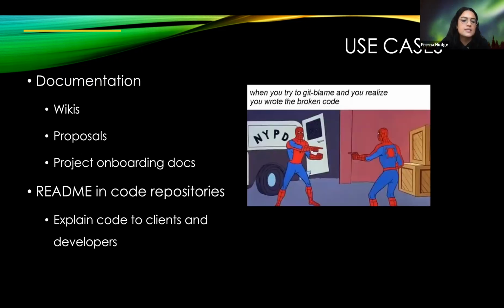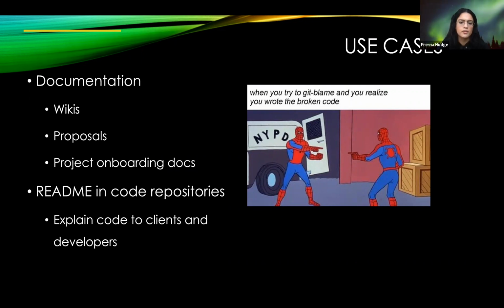Some use cases are wikis, proposals, and project onboarding docs. I personally have used Markdown for all of these, including READMEs. That's really the most common one. I'm sure all of you have seen those before. Those are used to document code repositories. They're usually at the top level, and they explain the code to clients and the end user, but also to developers.